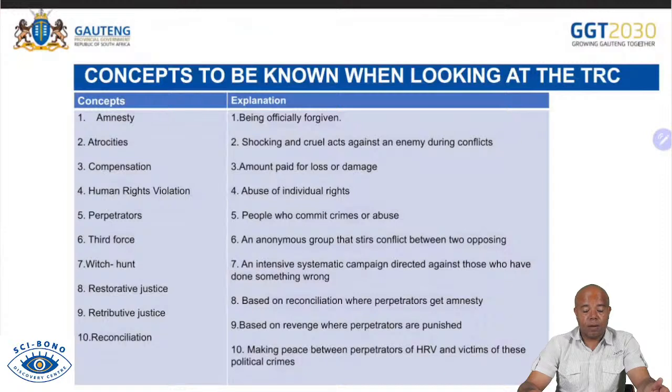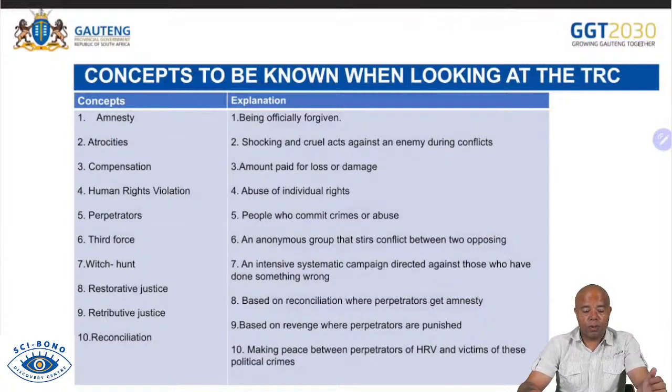Restorative justice based on reconciliation where perpetrators get amnesty. Retributive justice based on revenge where perpetrators are punished basically. Reconciliation, making peace between perpetrators of HRV, human rights violation, and victims of these crimes that must be politically motivated. That is now what we call reconciliation.